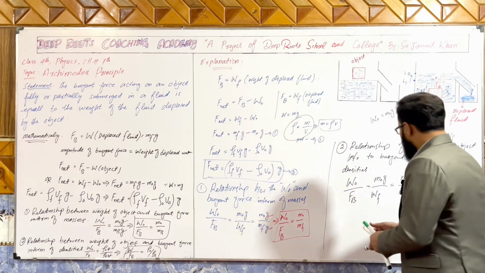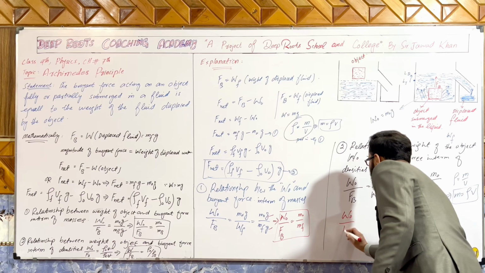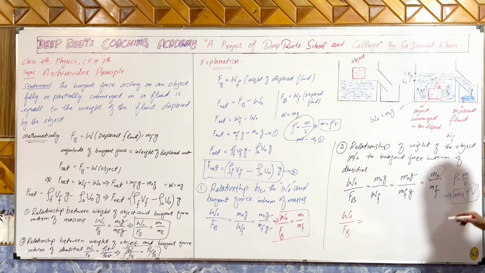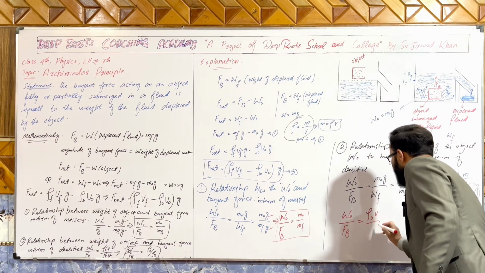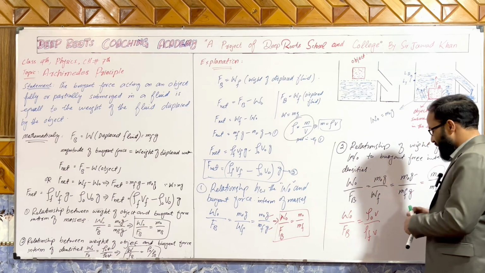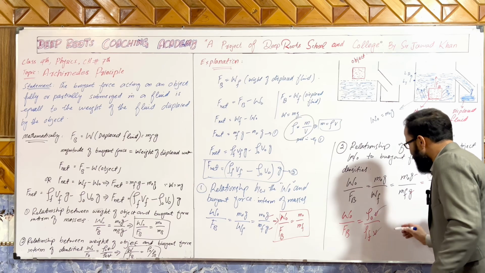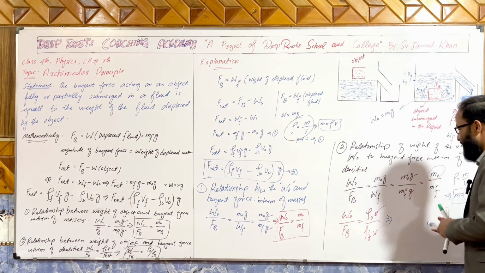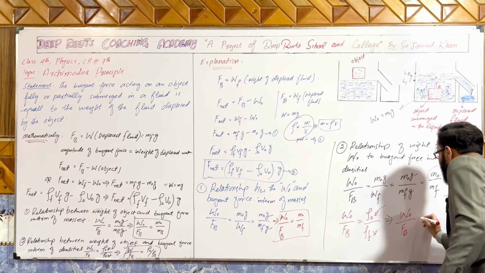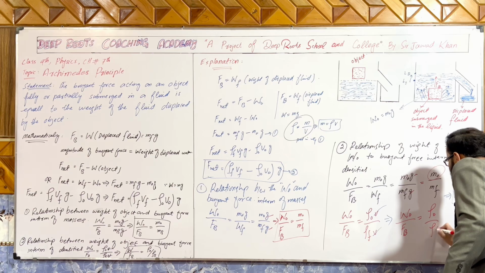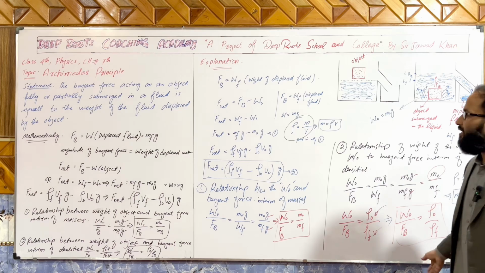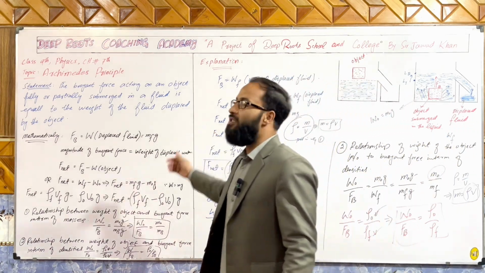Okay, so Wo divided by Fb is equal to, instead of mo I will put this rho v, so rho o V divided by rho f V. Here the volume will be cancelled with the volume, and it will give us the final relationship of the weight of the object with respect to the buoyant force in term of the densities. So this is another third equation for the Archimedes principle.